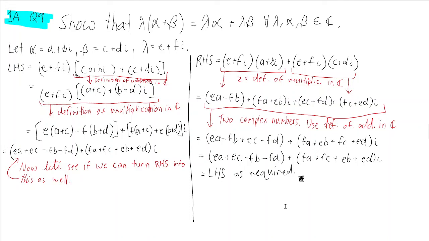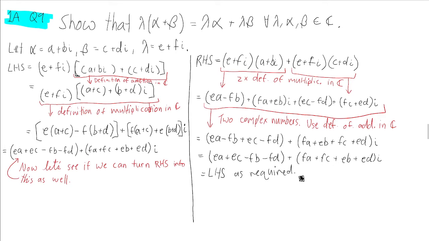Hello again. Now we're on to section 1A, question 9 of Linear Algebra Done Right. So the question was to show that lambda times (alpha plus beta) equals lambda times alpha plus lambda times beta. So, the distributive property. And lambda, alpha, and beta are all complex numbers. Remember, the upside down A means "for all", so that reads: for all lambda, alpha, beta in the complex numbers.